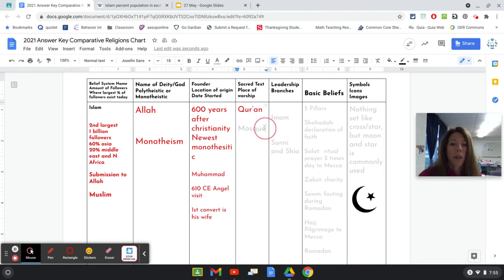And where do Muslims practice their religion? Their specific building is called a mosque. Mosque. Give you a second to get that down. Okay, and we're going to keep on going here. Imam is the name of a person who would be a religious leader. I-M-A-M.